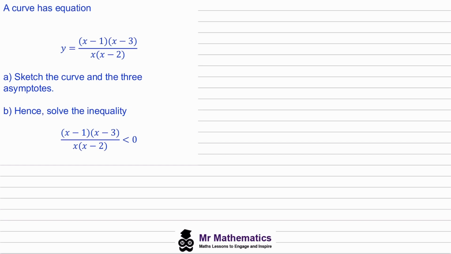So the first thing we've been asked to do is to sketch this curve and to show the three asymptotes. Whenever we sketch curves like this, there are a few points that we need to consider. If we begin with x equals 0, then the denominator will equal 0, and this will give us a vertical asymptote. I'll show this on the graph. Now y will tend to infinity.